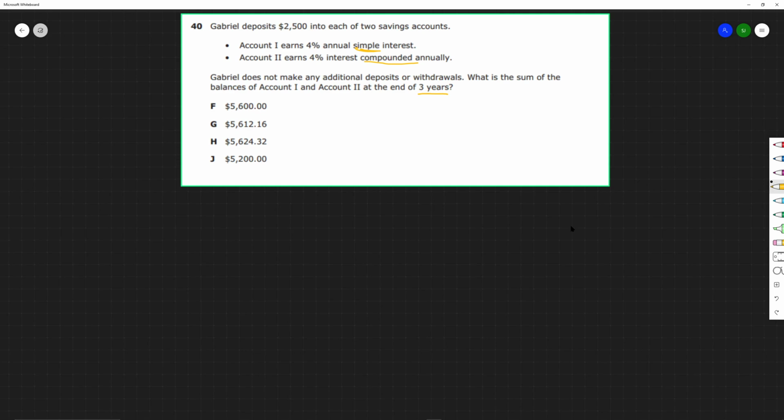Okay, so let's list account number 1 and account number 2. So he deposited $2,500 into each of these accounts. For account number 1 after 3 years, first we want to know how much interest will he earn. And the interest formula for simple interest is PRT.